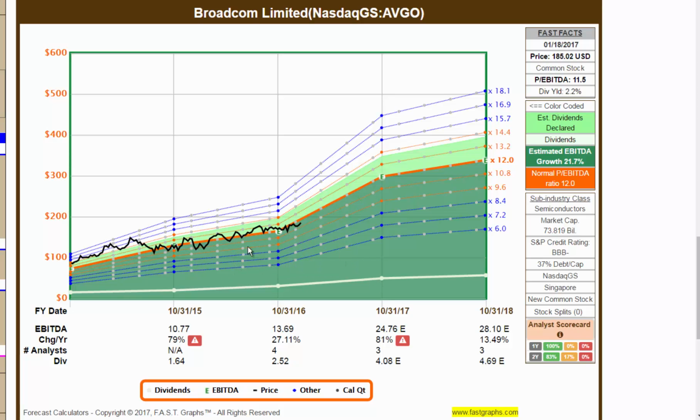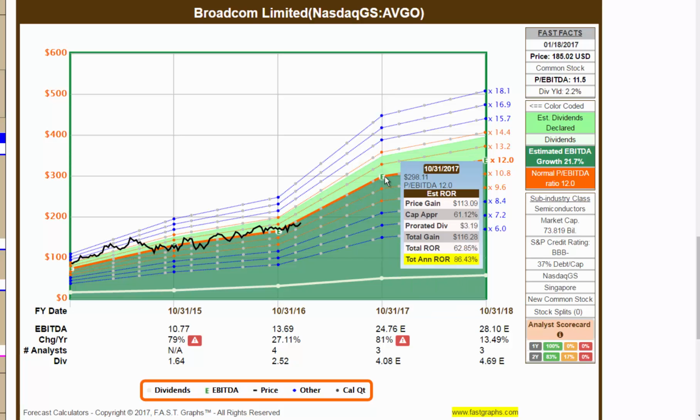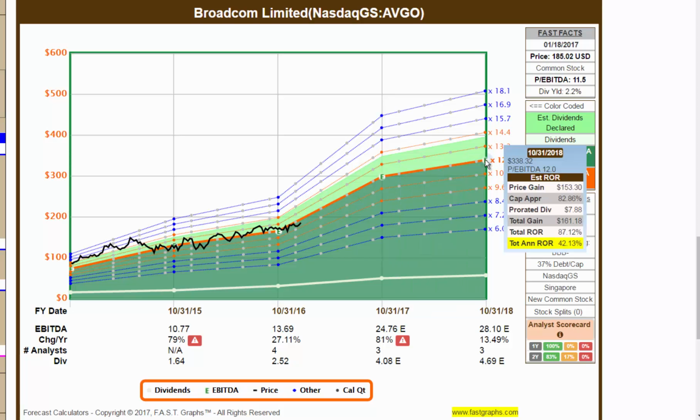And looking at the historical correlation that we see with price and EBITDA, that would imply a very high rate of return going forward if the EBITDA forecast did come to fruition and the company traded at this normal multiple of EBITDA, which I have marked here at 12 times EBITDA. The orange line in this graph is 12 times EBITDA.